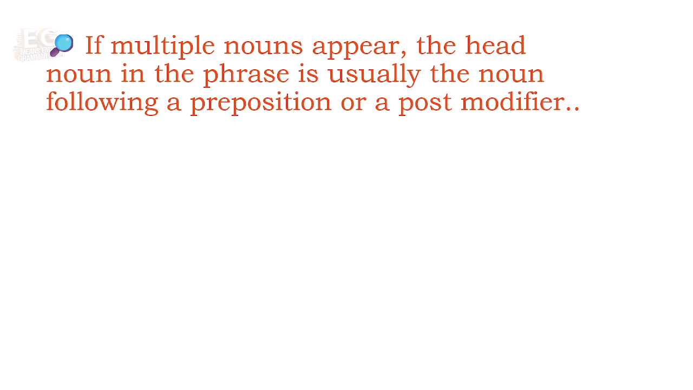Now, what if multiple nouns appear in a sentence? There could be a sentence with more than one noun, like: give her the box of chocolates. In this sentence, one noun is box and the other noun is chocolates. So which one is the head noun here? Yes, the box. The box is the head noun here. So the noun phrase would be the box of chocolates.